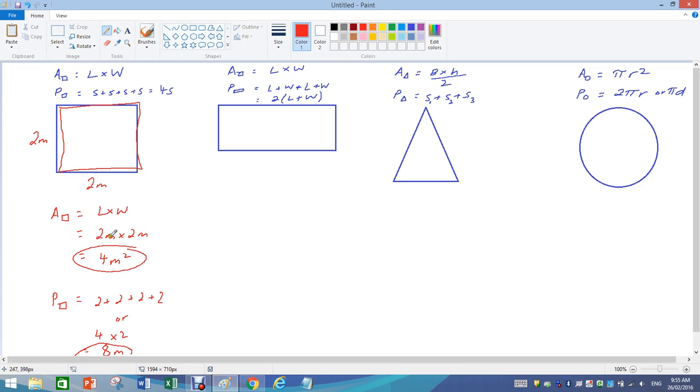Now I put the meters sign in here. You actually don't have to do that, it's just to help to remind me that meters times meters gives meters squared. So it's meters squared for area and just plain meters for perimeter.